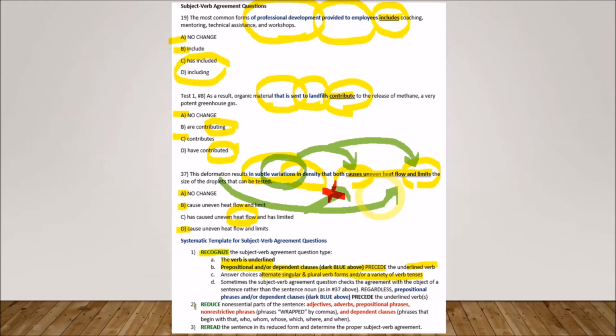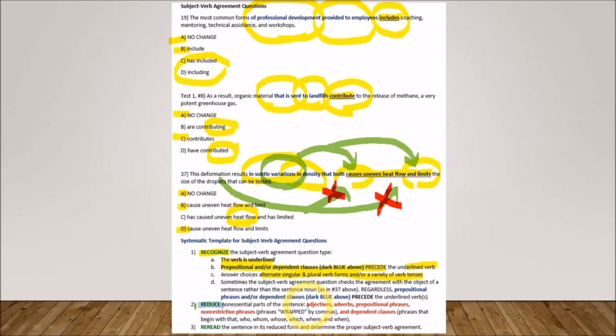The consistency, though, is that prepositional phrases and/or dependent clauses precede the underlined verbs because College Board tries to cloud the subject-verb agreement by getting the noun and the verb as far from each other as possible to make the question more challenging. That is why it is important to reduce non-essential parts of the sentence, which is our next step.